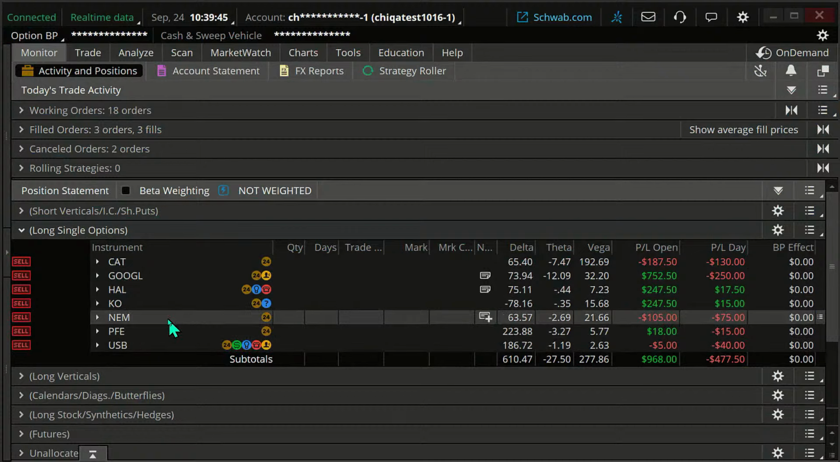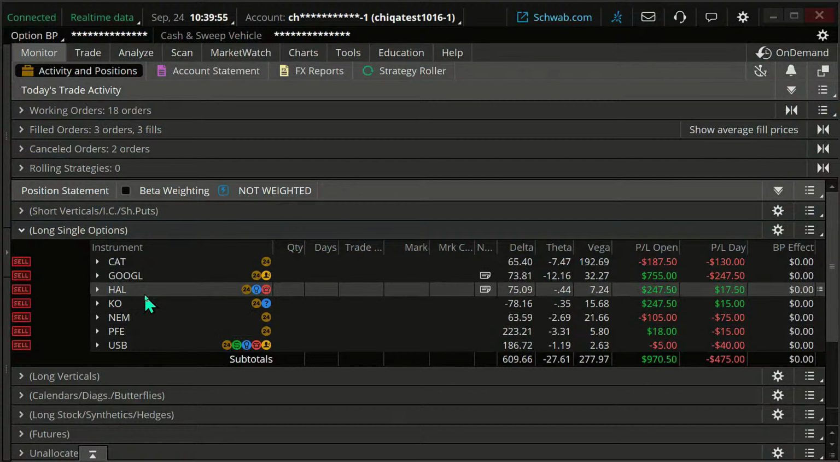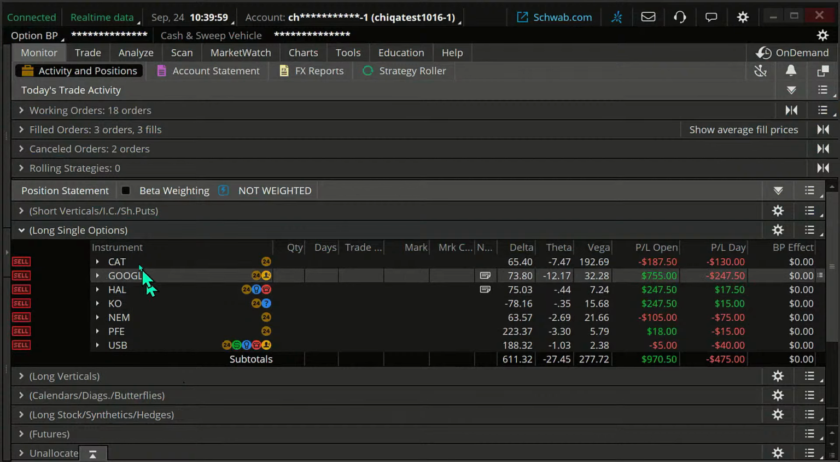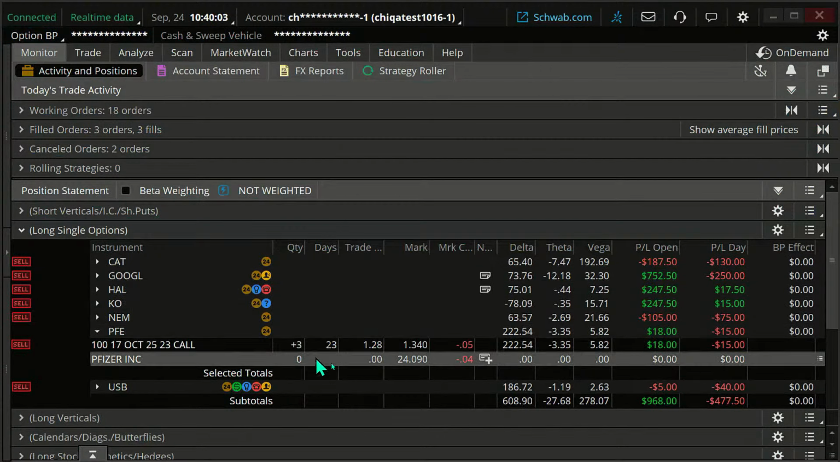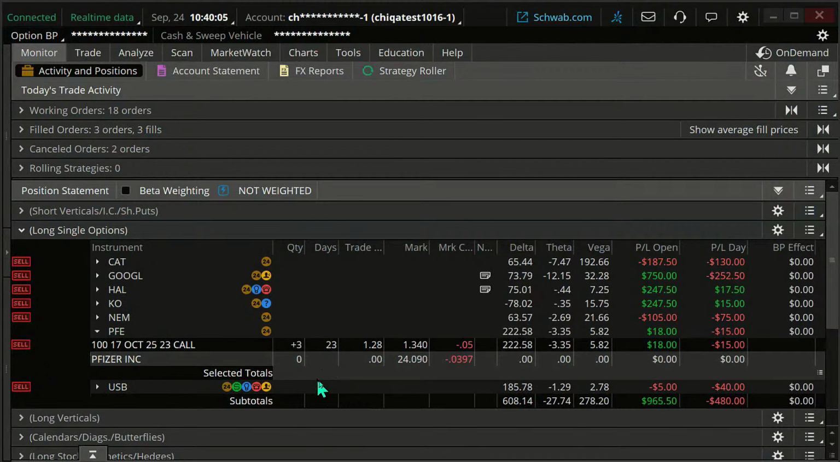Okay, let's move on, because I'm running out of time here. Let's move to a different type of trade. I've done long options. Well, actually, let me do this. Let's look at Pfizer, because this is not a leap. We've been seeing some leaps there.